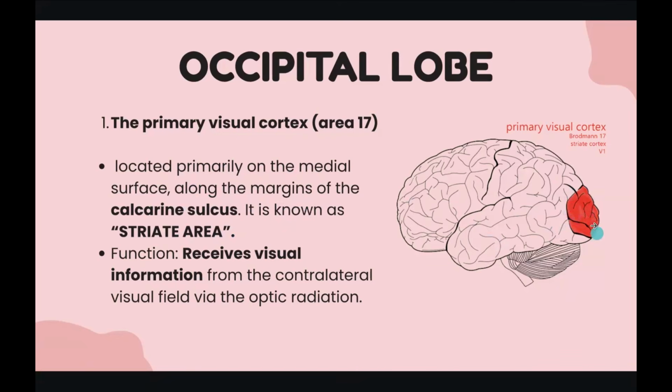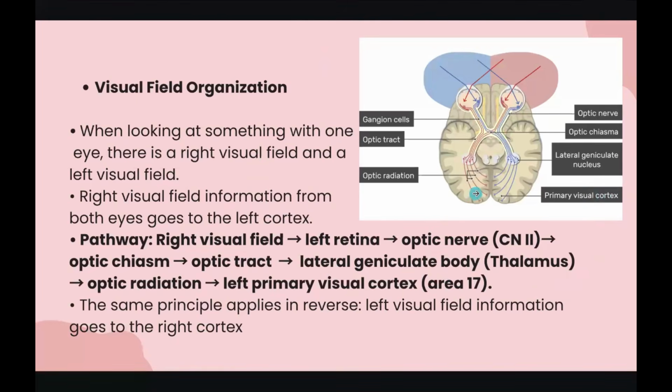So, as you guys can see here, its function is to receive visual information. Self-explanatory by the name, to receive visual information from the contralateral visual field via the optic radiation. In order to understand this better, it is really important to understand the whole visual pathway. So I've included this here alongside a picture. Inshallah, you guys will be able to understand it quickly and easily.